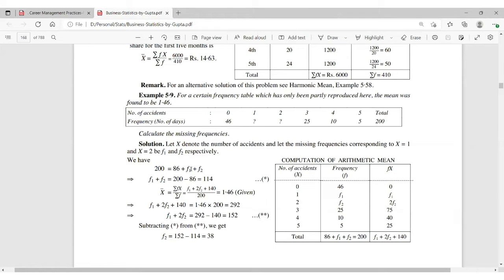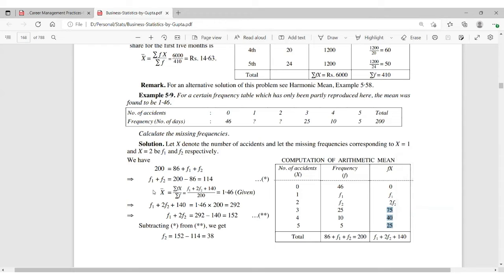तो ये F1 plus F2 आ गया, 200 minus 86 comes to be 114, right? Now come to this. इसका total, in similar way, F1 plus 2F2, फिर ये इन तीनों को ऐड कर दिया 75, 40 और 25. It comes to be 140, right? Clear है बेटा? Yes, sir. Clear, clear.